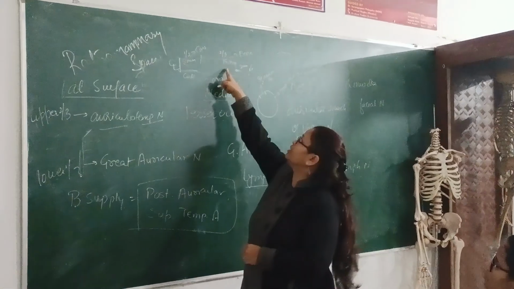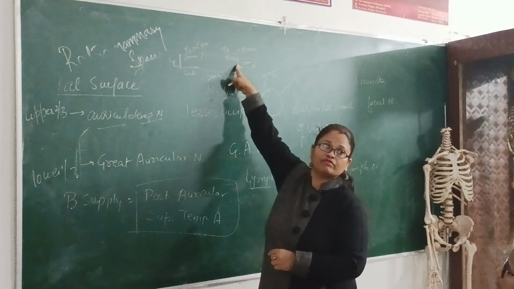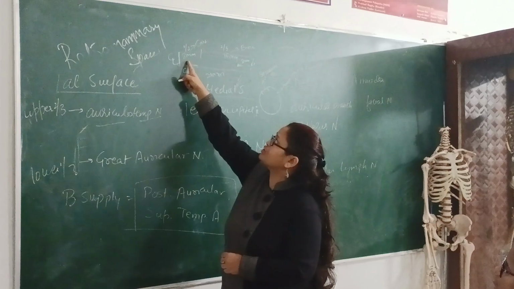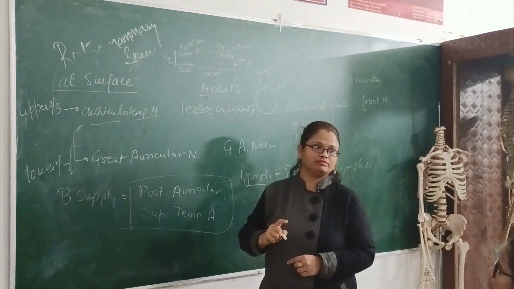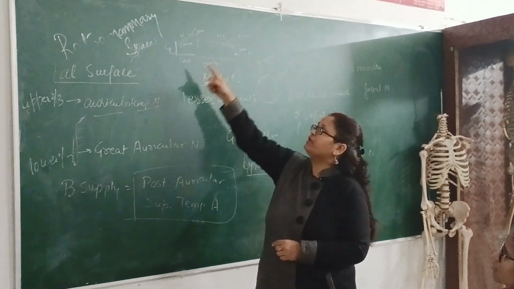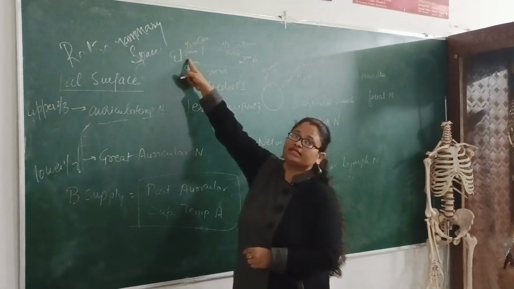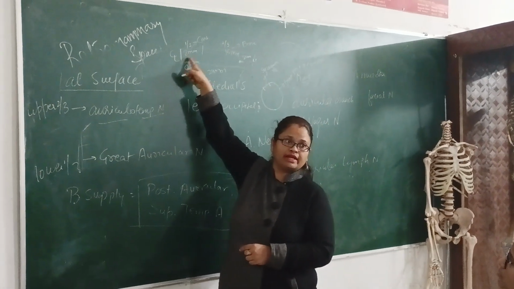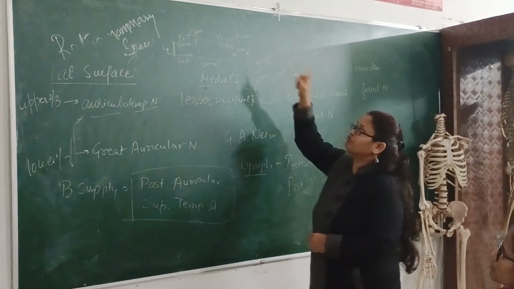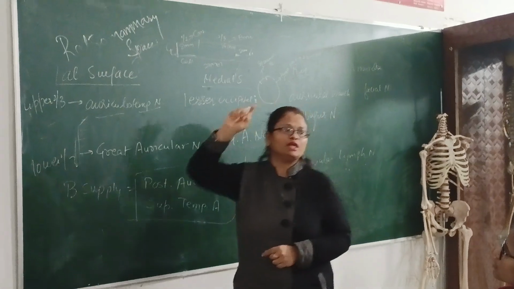The bony part has the length of 16 mm and the cartilaginous part is 8 mm. Right? 24 mm, this is 16 mm, and this is 8 mm. Right? So this is the length of the external auditory meatus.